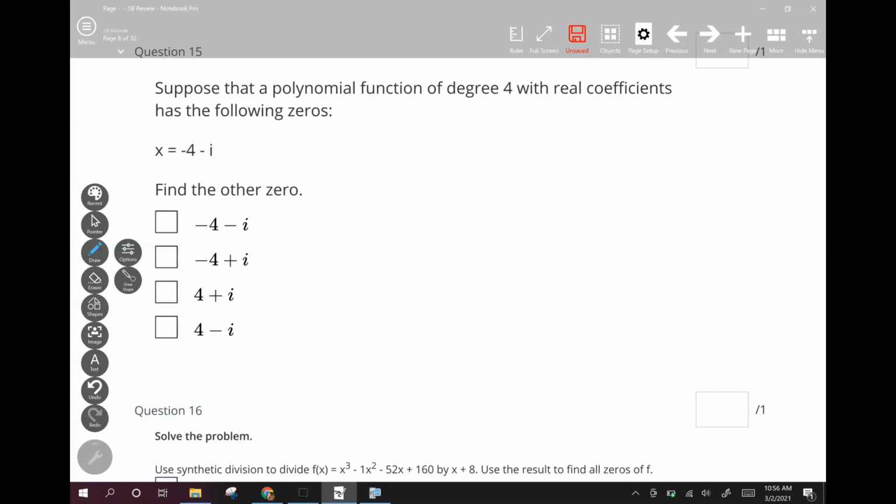Okay, so if it has this as a 0, then the conjugate, -4 plus i, must also be a 0. So just changing that middle sign to get the complex conjugate. Non-real complex numbers always come in pairs. If I had 2i as a 0, then -2i would also be a 0. If I have 3 plus 4i as a 0, then 3 minus 4i is also a 0. They come in pairs.